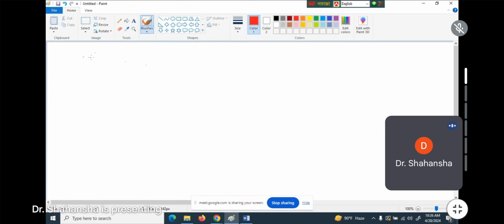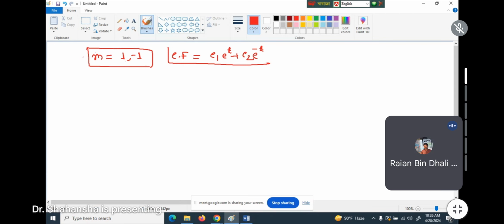For x of t, if we get the value of m equal to 1 and minus 1, am I right? Yes, sir. So you can write the value of CF with respect to x of t: c1 e to the power t plus c2 e to the power minus t. Am I right, friends? Okay, sir. And what is the value of pi? What is the pi?